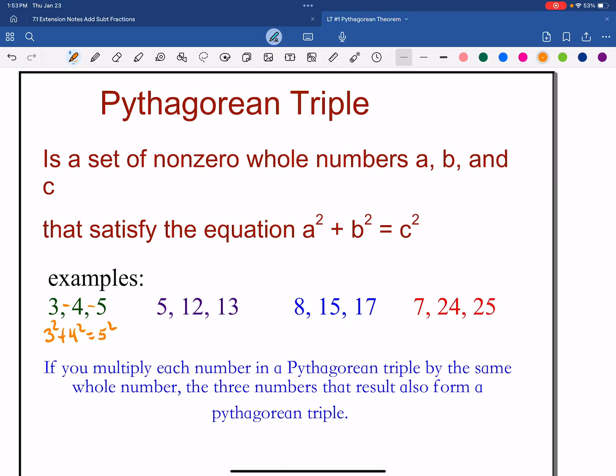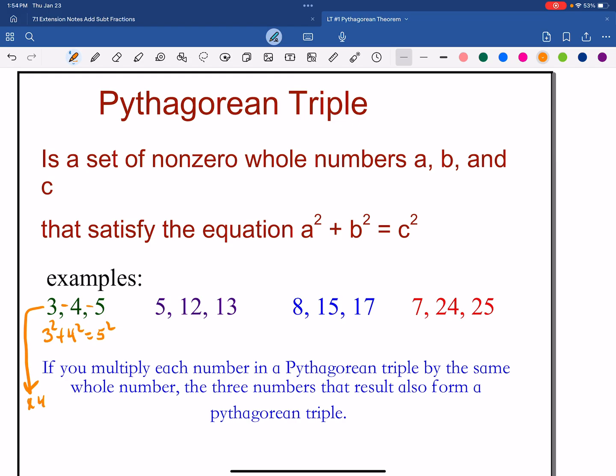Now, any variations of these, such as if we take this and multiply by 4, we would get 12, 16, 20. That's a 3, 4, 5 dilated by a scale factor of 4. So this is considered also a Pythagorean triple, but the triple that we use is a 3, 4, 5.